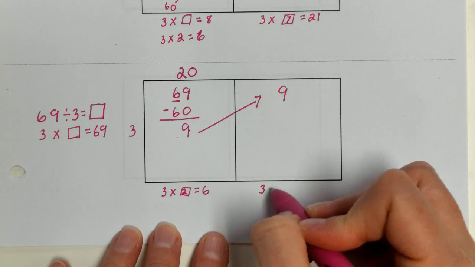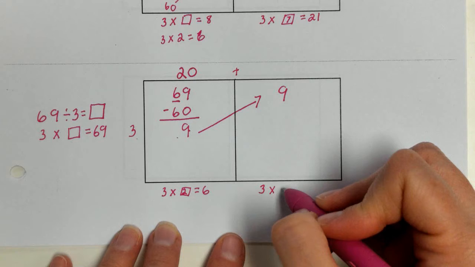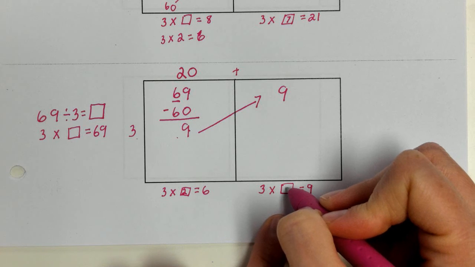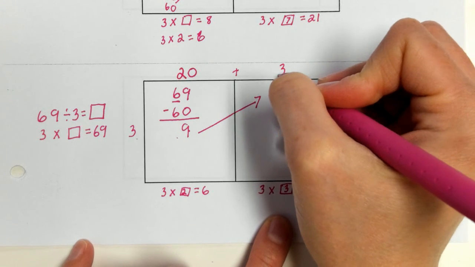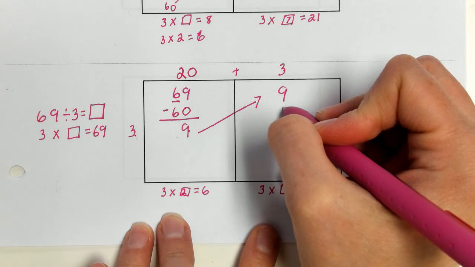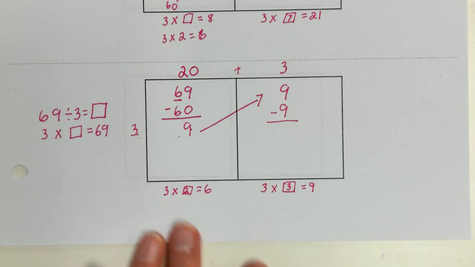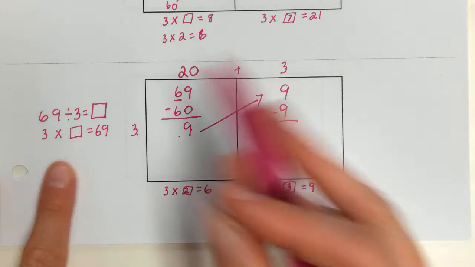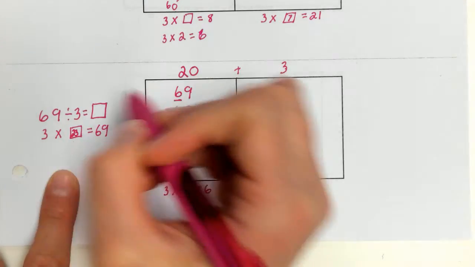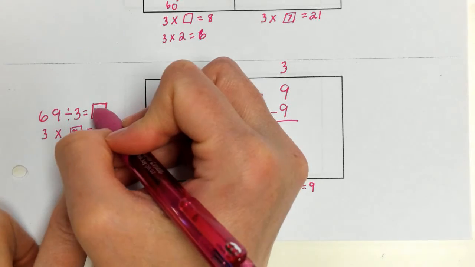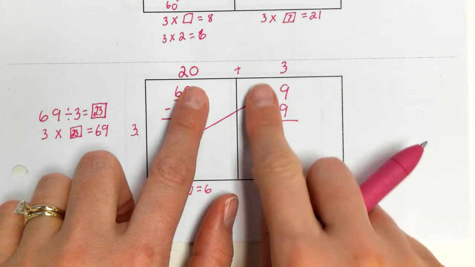And then I'm going to think, 3 times a mystery number equals 9. What is that mystery number? 3. All right, and I write my 3 up here because that's what I'm multiplying. 3 times 3 equals 9. Do I have any leftovers? Nope, I do not. So 3 times what equals 69? 3 times 23 equals 69. So 69 divided by 3 equals 23. I get my numbers from the top.